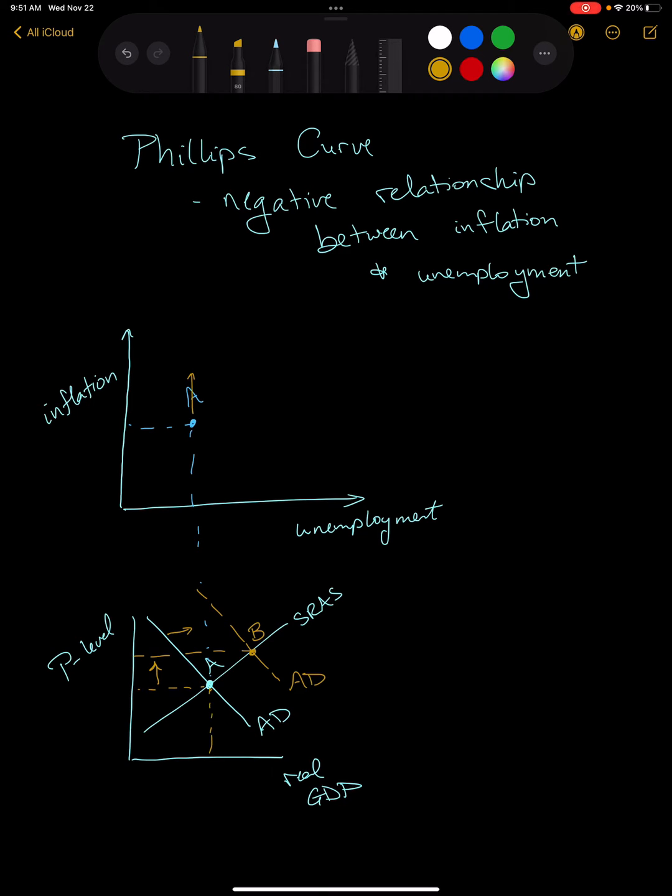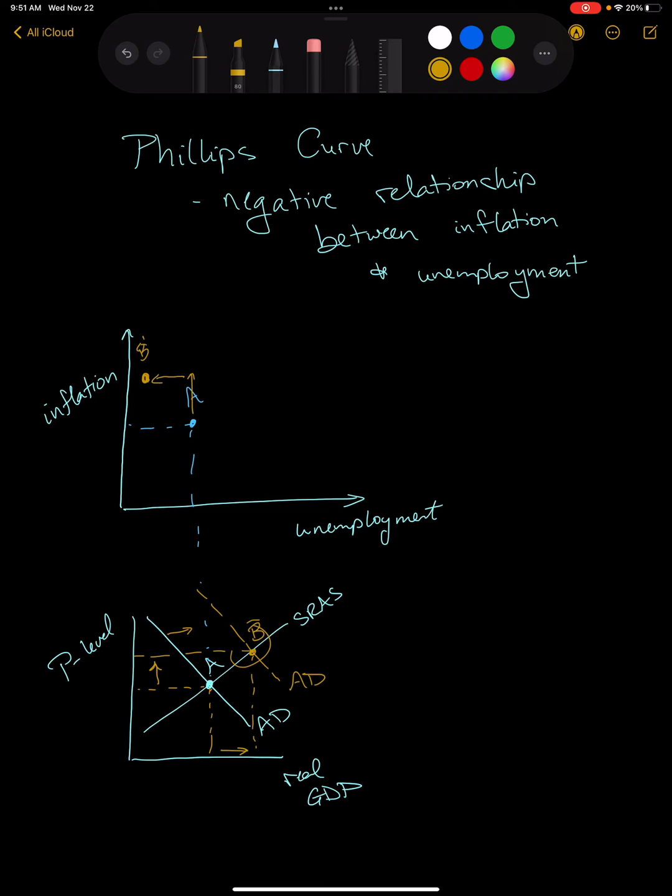What happens to my unemployment, though? So look at my production. What's happening to production? Production is increasing. So in theory, again, this was written before our jobless recovery from the 2008-2009 recession, but as GDP is increasing, the thought is that unemployment should be going down. So if I were to find where B in my second graph corresponds with B in my first graph, it would be someplace around here.